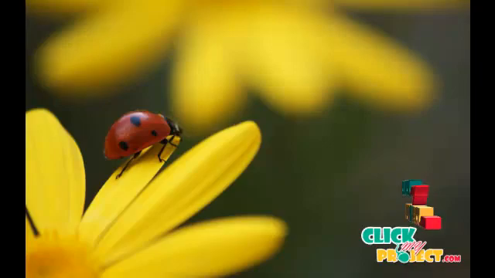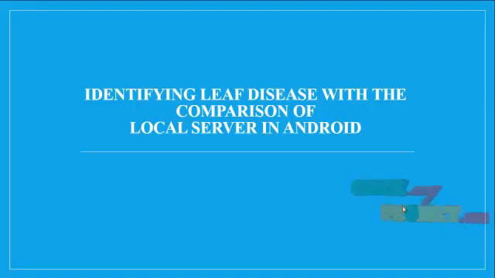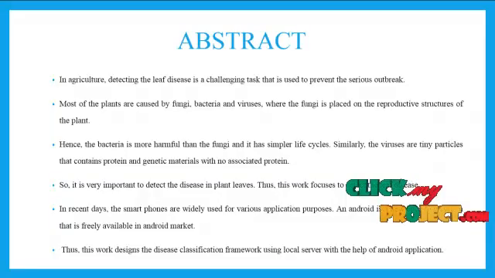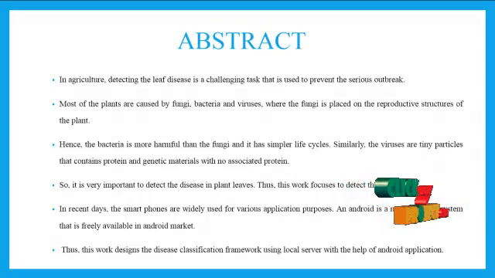Welcome to clickmyproject.com. Our project title is Identifying Leaf Disease with the Comparison of Local Server. Abstract. In agriculture, detecting leaf disease is a challenging task that is used to prevent serious outbreaks.